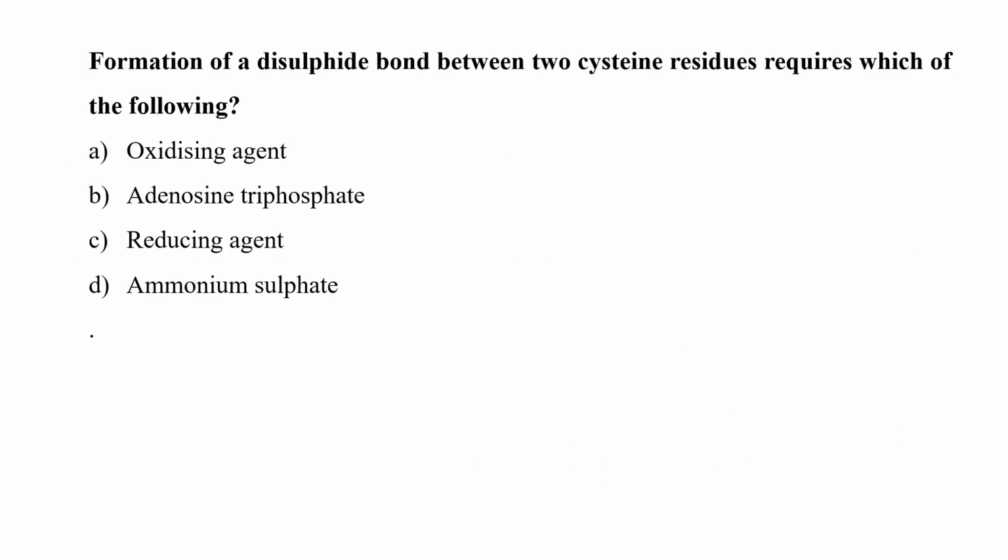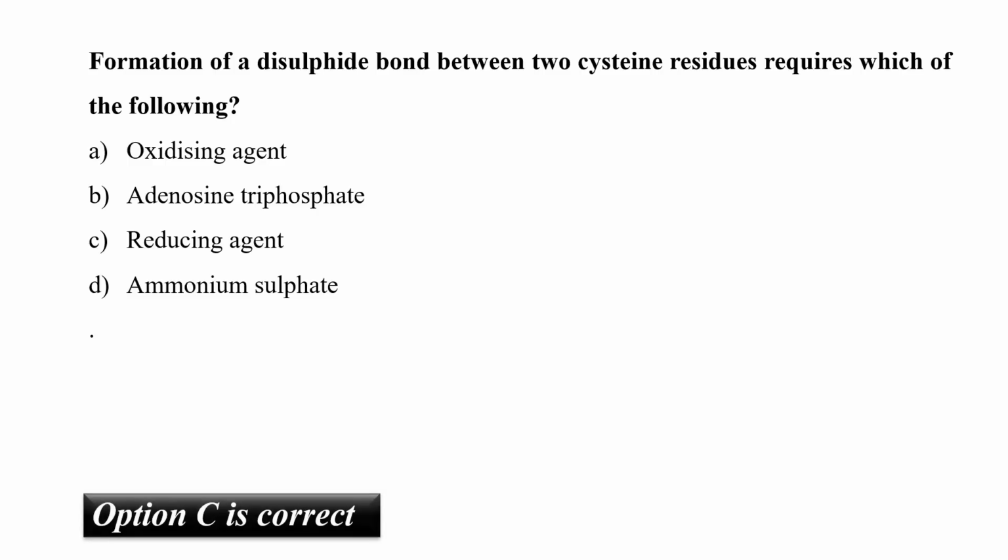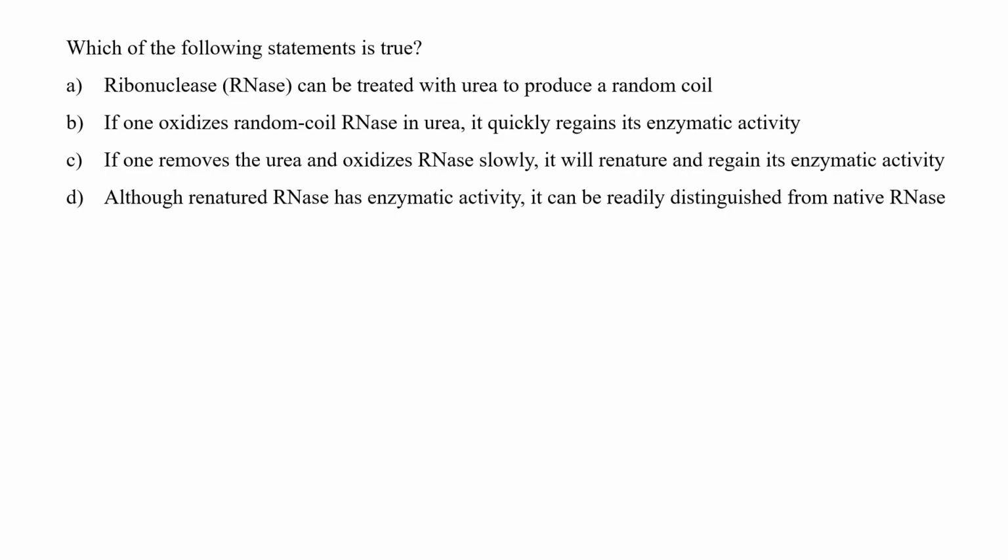Formation of a disulfide bond between two cysteine residues requires which of the following? Oxidizing agent, adenosine triphosphate, reducing agent, or ammonium sulfate. Generally, a reducing agent like beta-mercaptoethanol or dithiothreitol may facilitate the formation of disulfide bond between two cysteine residues. So option C is the correct answer.